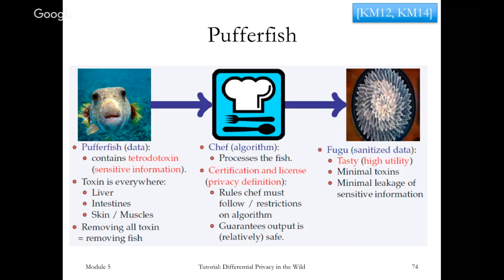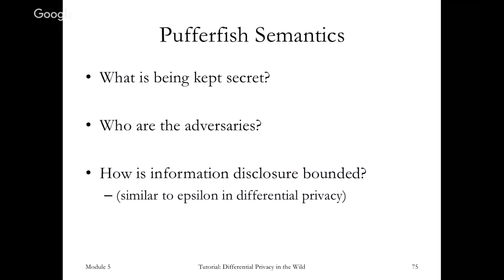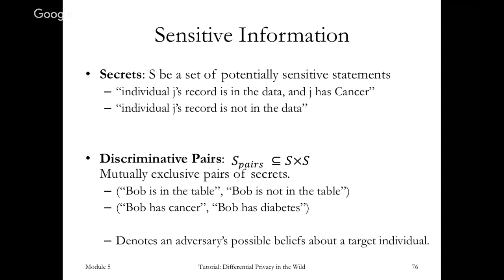All right, so let's talk about this. The idea behind the Pufferfish framework is the following. Rather than defining privacy just in terms of neighboring databases that differ in a record, what Pufferfish does is it asks three questions. What is being kept secret? Who the adversaries are? And based on that, it defines information disclosure for the secrets and the adversaries. Okay? So let me explain this carefully.